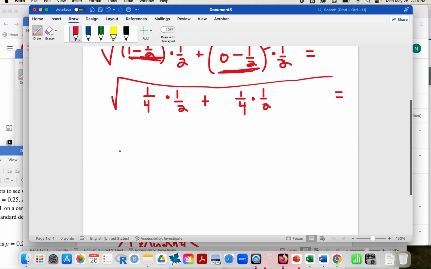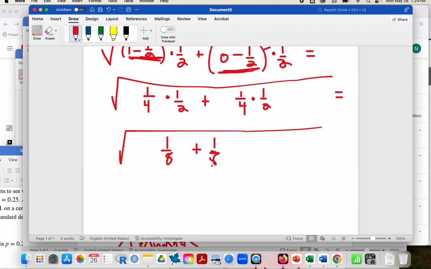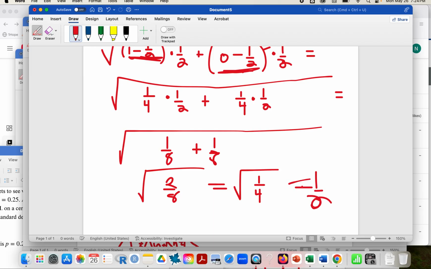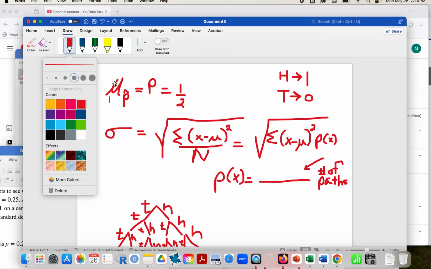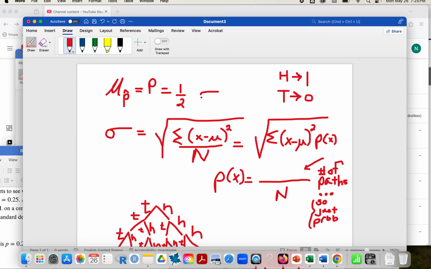Now, we're going to have the square root of 1/8 plus 1/8, which is the square root of 2/8, which is the square root of 1/4. And when you take the square root of a fourth, you get a half. Now, I'm going to delete this. I just showed you that the population standard deviation is a half. So our population standard deviation is also a half.